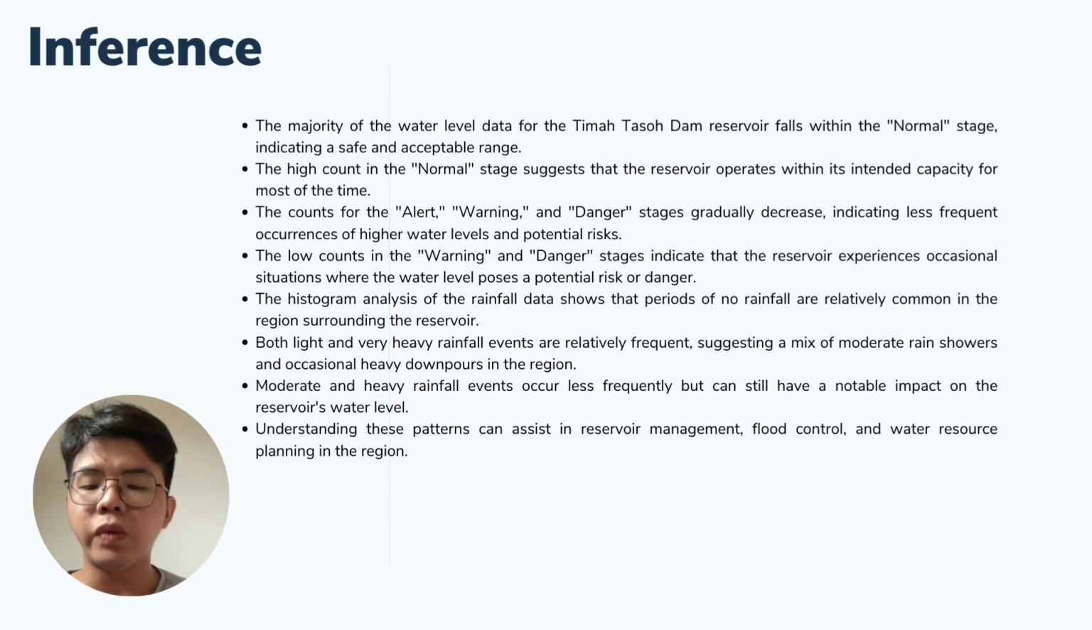In conclusion, the histogram analysis of the water level and rainfall data provides valuable insights into the patterns and characteristics of the Timataso Dam reservoir. The majority of the water level data falls within the normal stage, indicating a generally safe operating range. The rainfall data shows variations in intensity, with instances of no rainfall, light showers, and occasional heavy downpours. Understanding these patterns can aid in reservoir management, flood control, and water resource planning in the region.